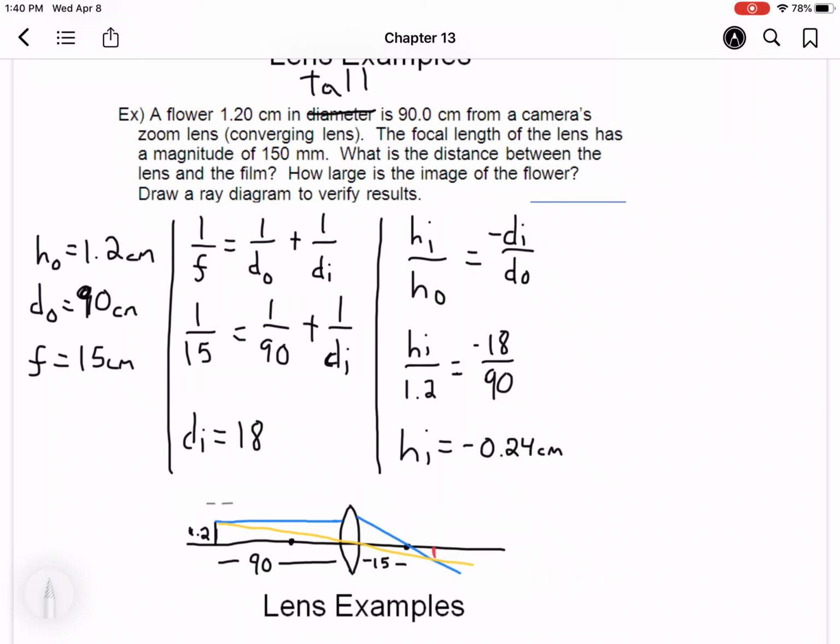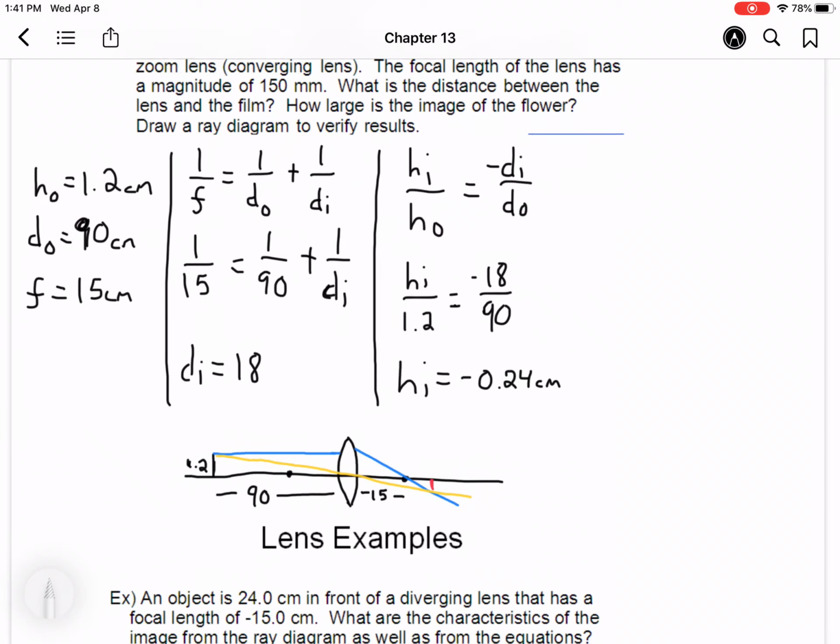Now in my blue line, I went in parallel, then out through the focal point, right? And my yellow line, I go in through the vertex and out through the vertex. They're going to converge over there. Alrighty.